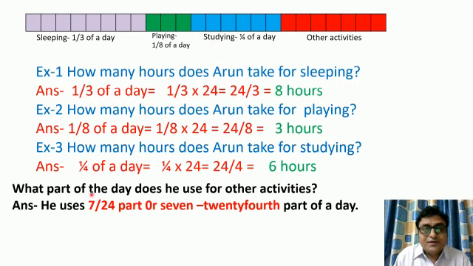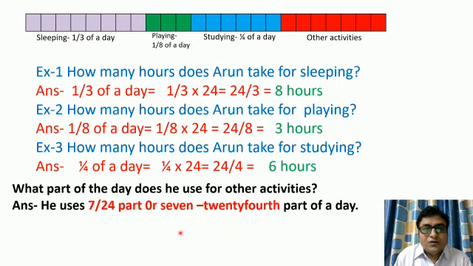So what part of the day does he use for other activities? So see other activities. How many hours left? 1, 2, 3, 4, 5, 6, 7. So 7 hours are left. So he uses 7 by 24 part or 7/24 part of a day for other activities. You know that out of 24 hours, 7 hours are left. So 7/24 part of a day is used for other activities.